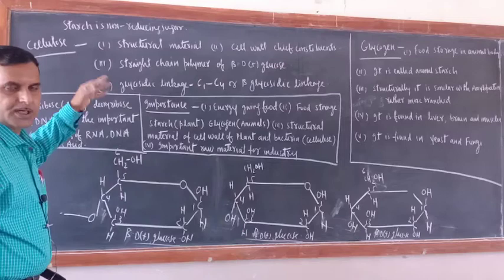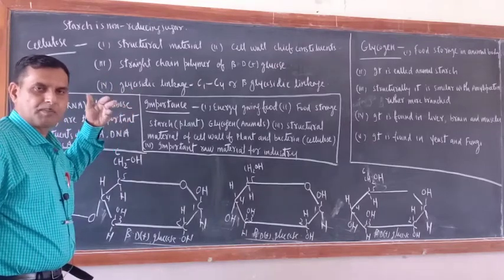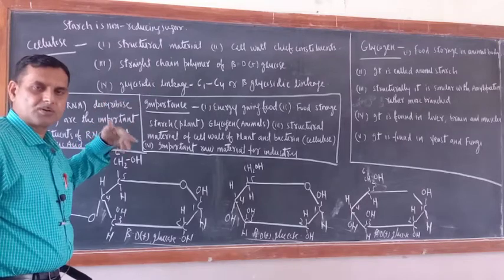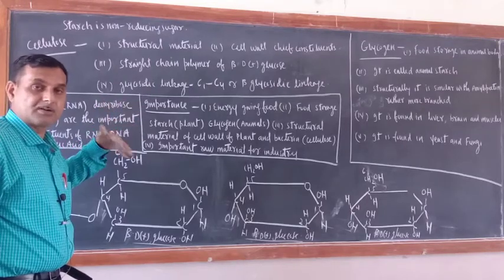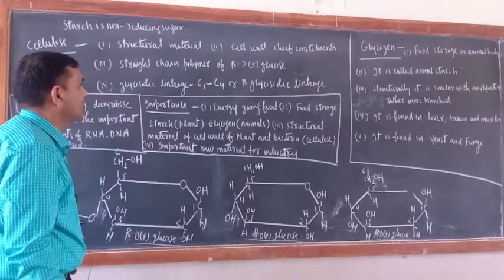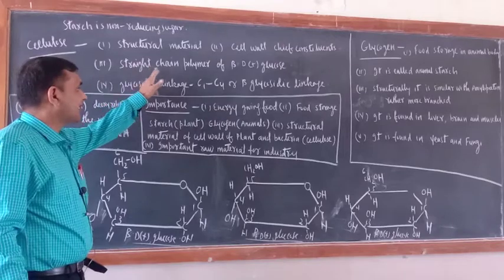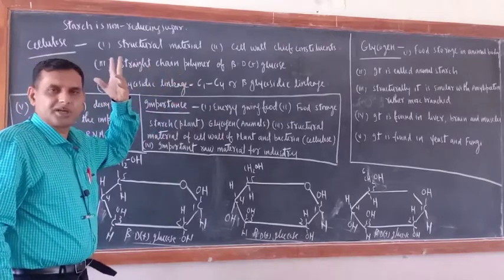What is cellulose? Cellulose is the structural material. Everybody knows this one. The plant cell wall is made up of cellulose. Not only this, the wall of bacteria is also made up of this. It is the chief constituent of the cell wall. It is a straight chain polymer of beta D glucose.